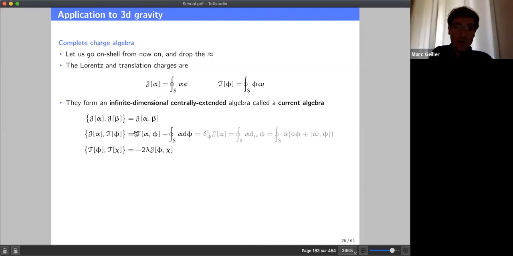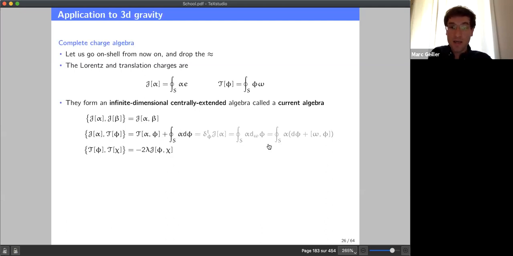What is more unusual here is that the second bracket has an extra term on the right-hand side. It has a sort of anomalous term. And this is precisely what we call a central term, a central extension. Why central? Because this term does not depend on the fields of the theory. Because it doesn't depend on the fields, it commutes with any other generator you can think of. If you act with a variation on this boundary term alpha d phi, the variation will not see this term. So this term commutes with everyone. That's why we call it central.